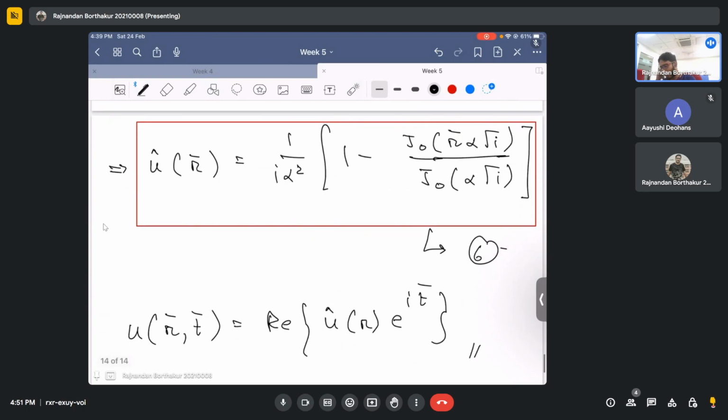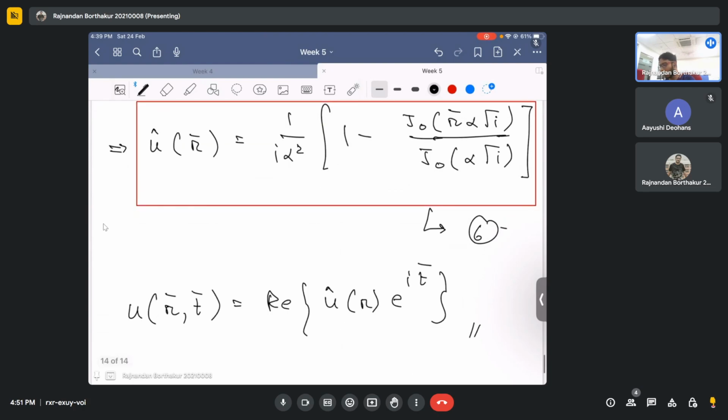All right. So I'll stop here for some time. So before that, can you tell me, is this solution dimensional or non-dimensional? Can you tell me?